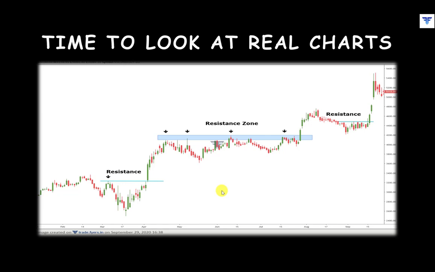This chart illustrates that resistances do not hold forever. They can and do break, and when they do break, it indicates that buyers have taken control of prices and that sellers have backed off from defending the resistance level or the resistance zone. This change in the balance of power from sellers to buyers causes the price to start heading higher.